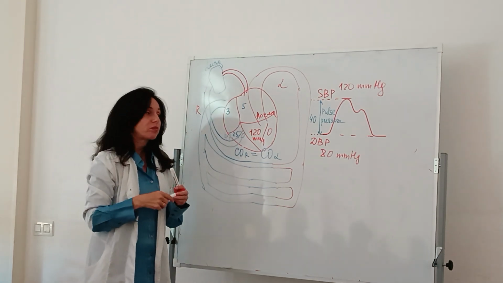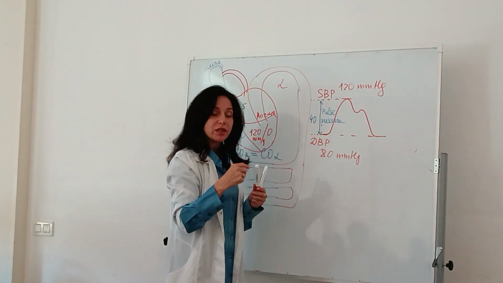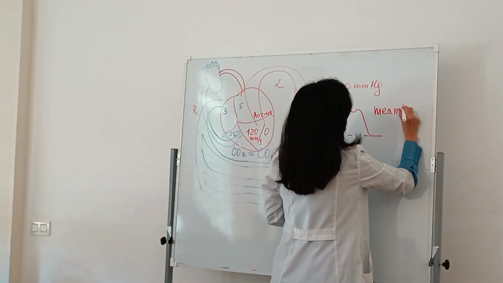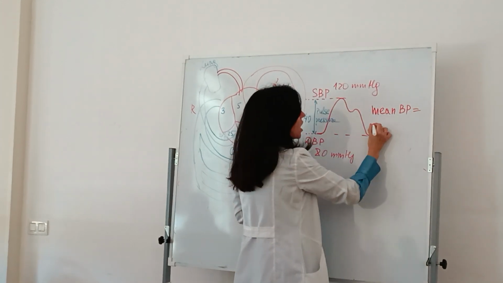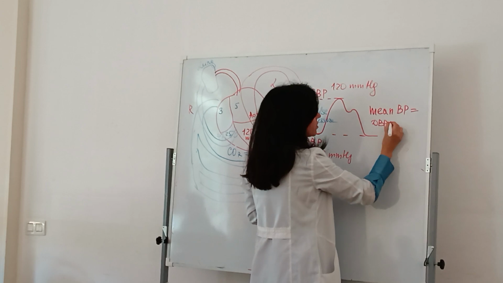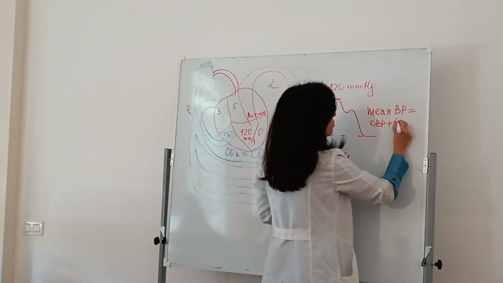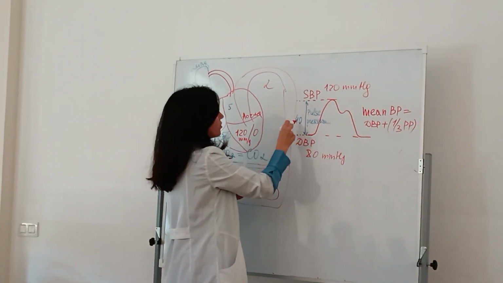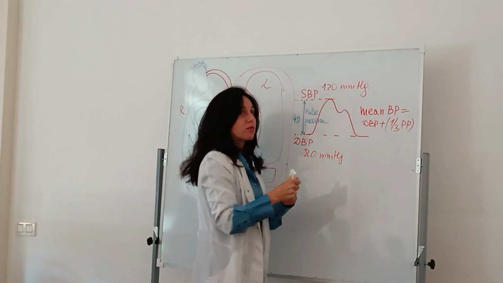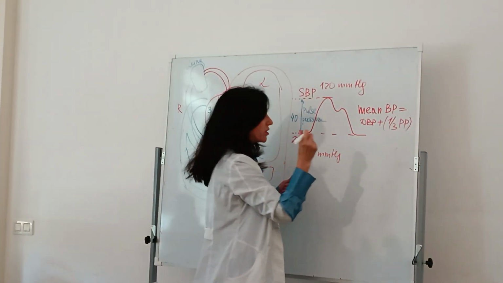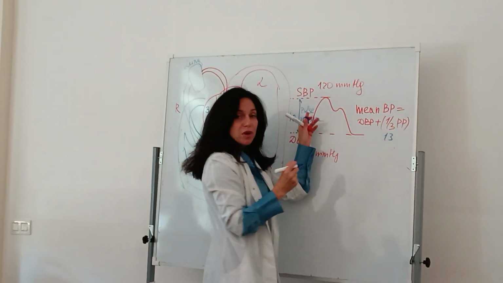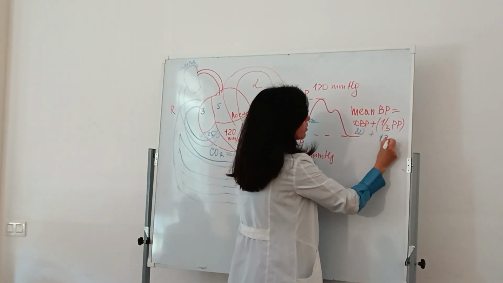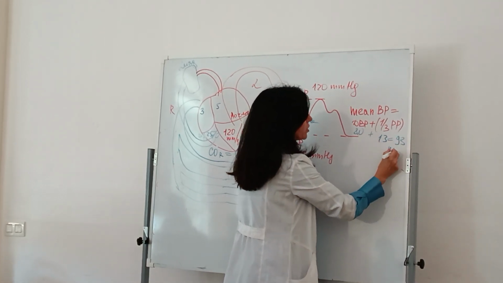What is mean blood pressure? Mean blood pressure is calculated with a special equation. Mean blood pressure equals diastolic blood pressure plus 1/3 pulse pressure. As pulse pressure here is 40, 1/3 of this is about 13. In my example, diastolic is 80, so it will be about 93 millimeter Hg.